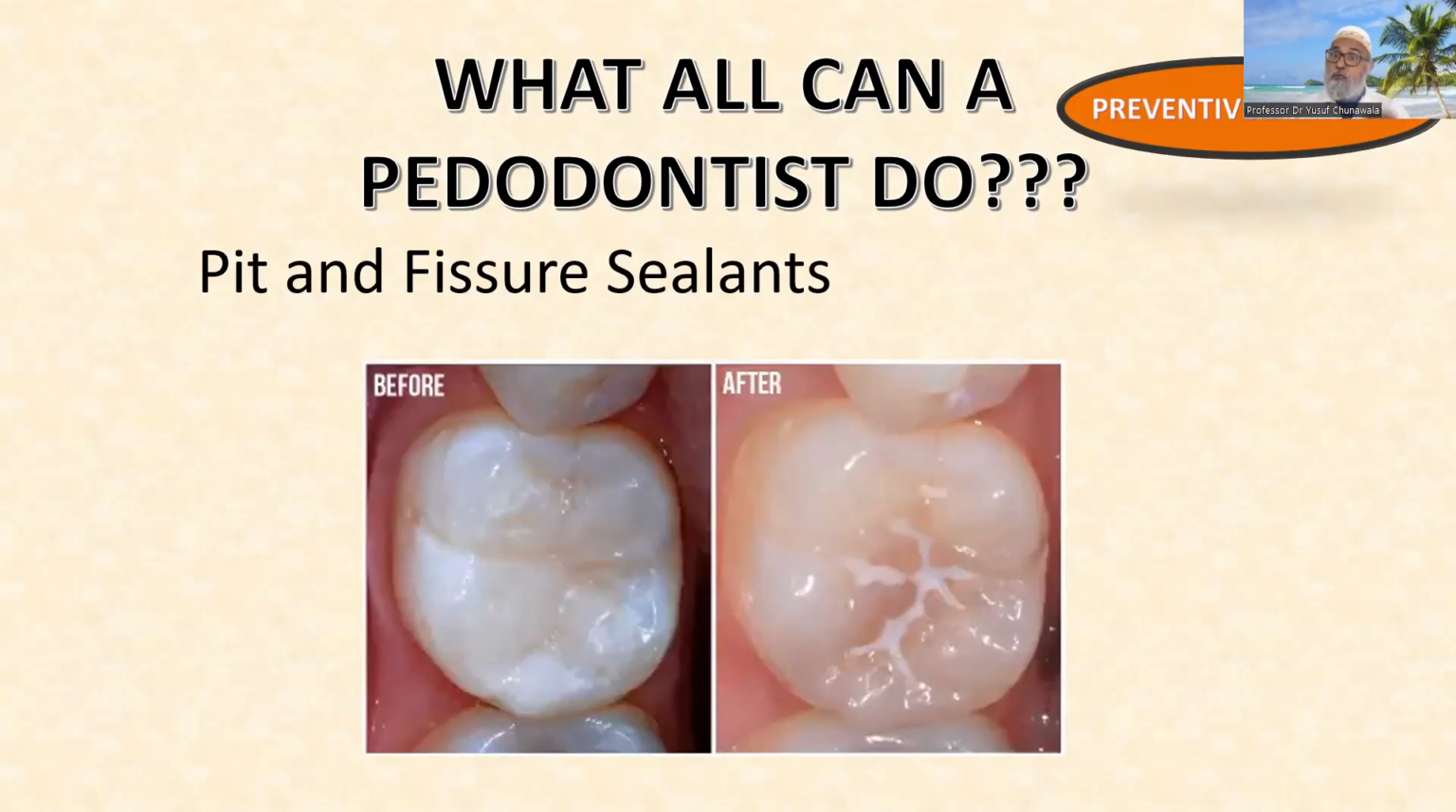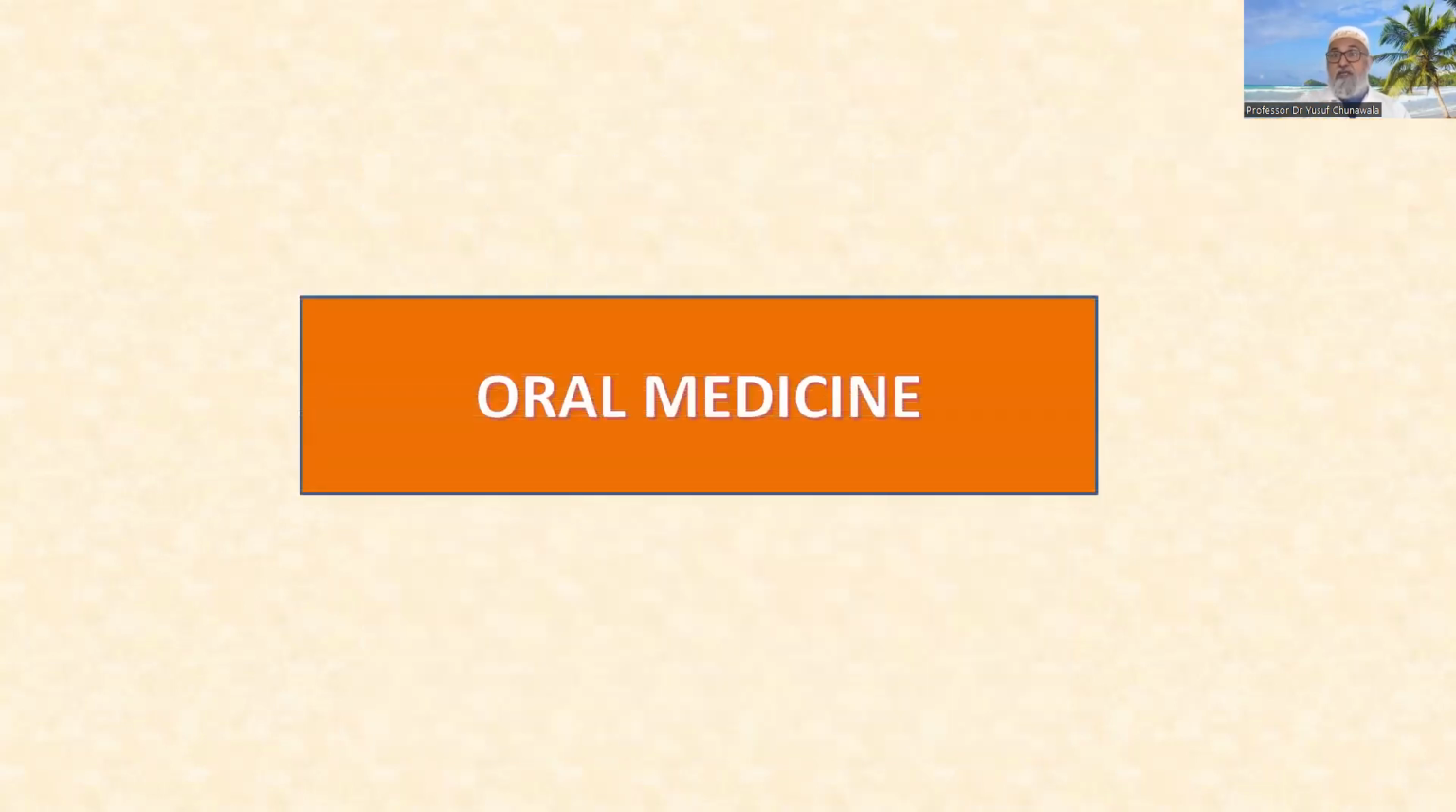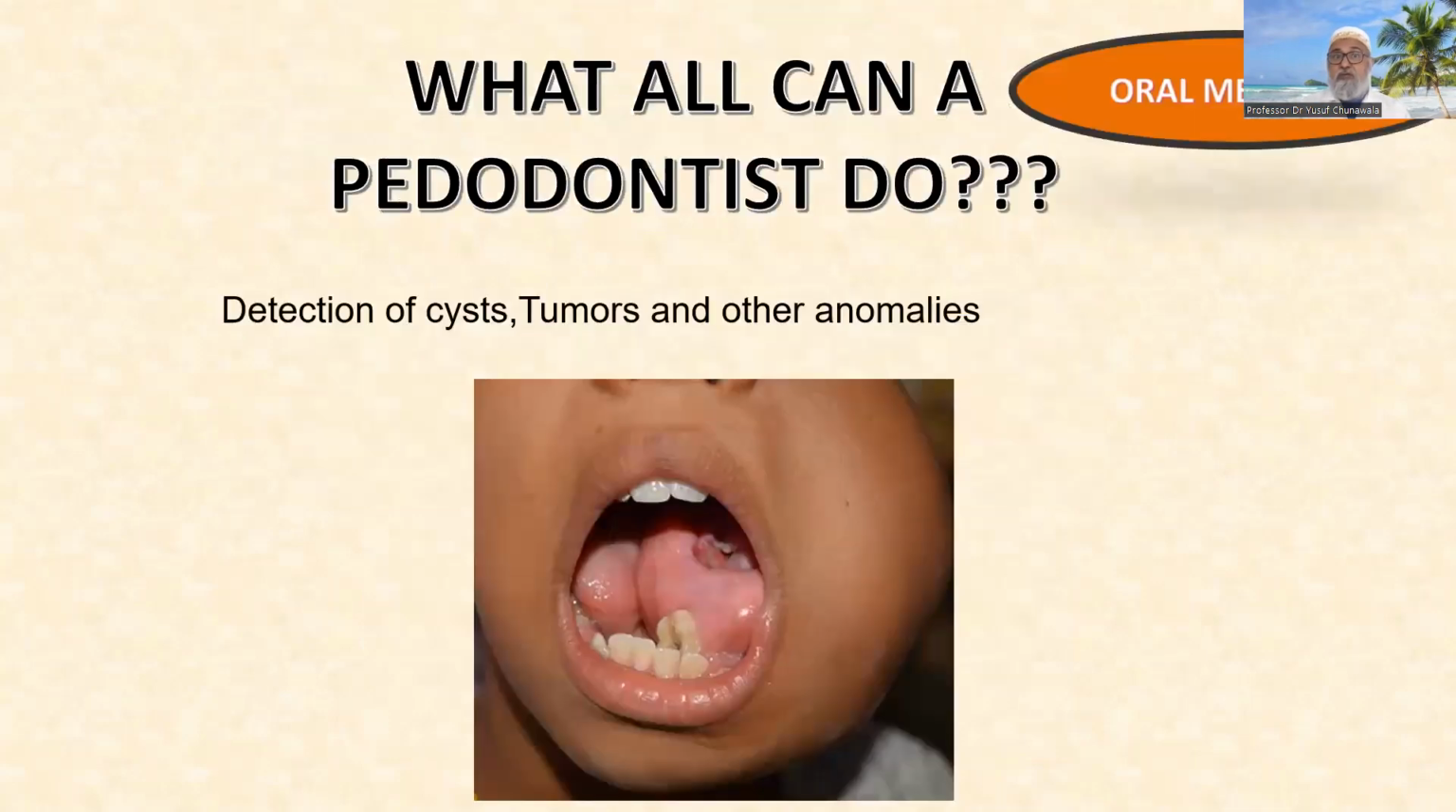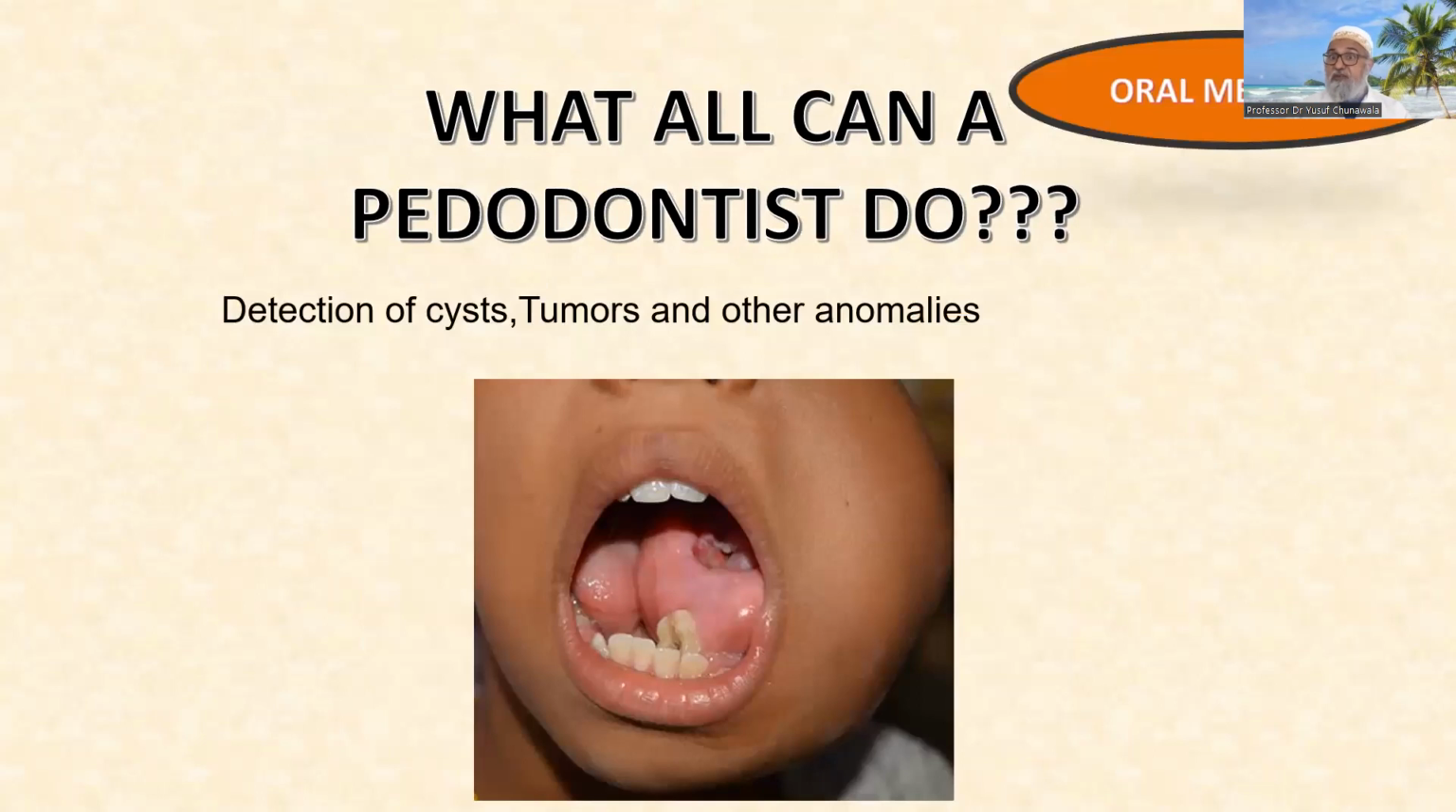Yes, and this is a tooth which catches cavities very quickly because of its anatomy. So pit and fissure sealants are one major preventive treatment that really helps. Then oral medicine and radiology. Radiology is very important, plus detection of cysts, tumors and other anomalies.